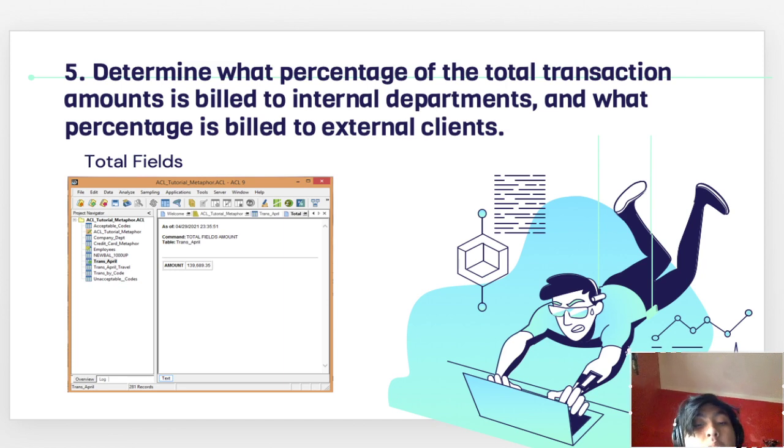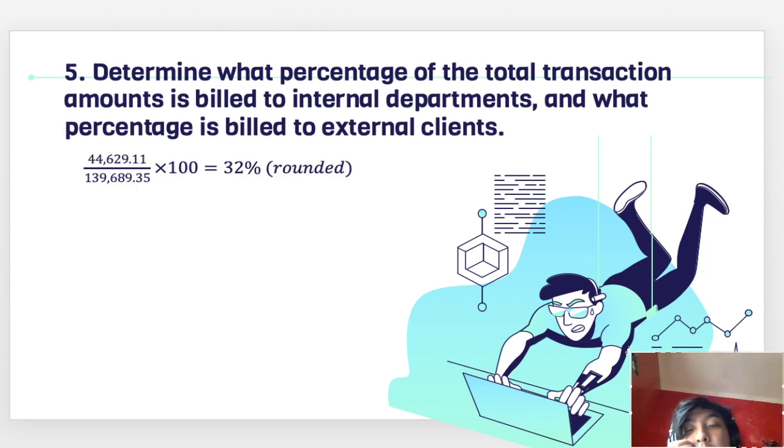And for the calculation, it's 44,629.11 over the total times 100. It's 31.9, but I would like to round it to 32% because it's very close. And that's for the internal department, billed to internal department. While for the external department, it's 68%. Yes, it is 68%. So that's for the first part of the chapter 5 exercise questions.